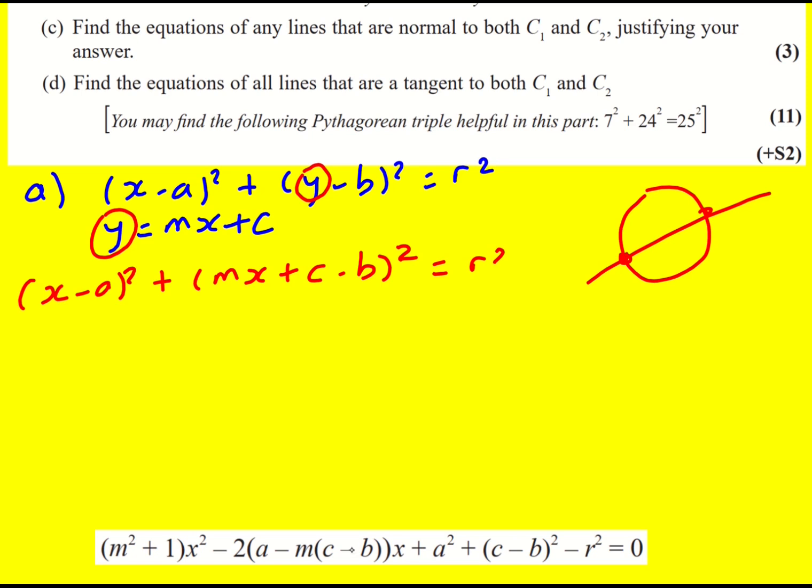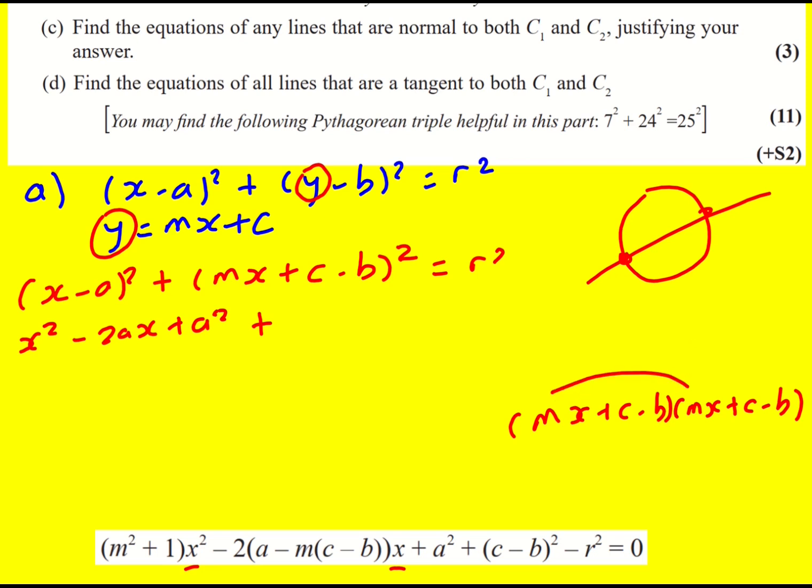And in the final answer, it's clearly been written as a quadratic in x squared, x, and then the constant term. So let's first of all expand. We're going to get x² − 2ax + a². Plus, I'm going to be a little bit more careful with this one because there's three terms in it. So I'm going to get m²x² plus mcx. I'm going to get another mcx there, so plus 2mcx. And then minus mbx, and I get another one there, so minus 2mbx.